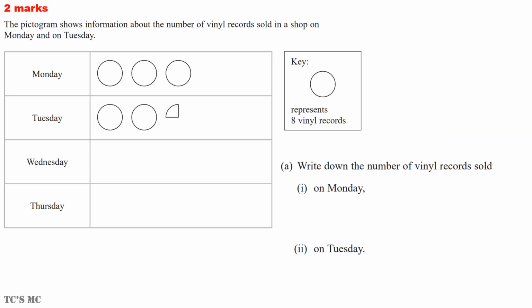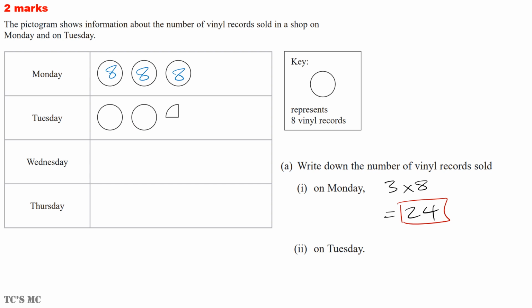The pictogram shows information about the number of records sold in a shop on Monday and on Tuesday. Looking at the key, it says a circle represents 8 records. Write down the number of records sold on Monday. We have got 8, 8 and 8, so that is 3 lots of 8, and that gives us 24, and all you need to write is 24 for 1 mark.